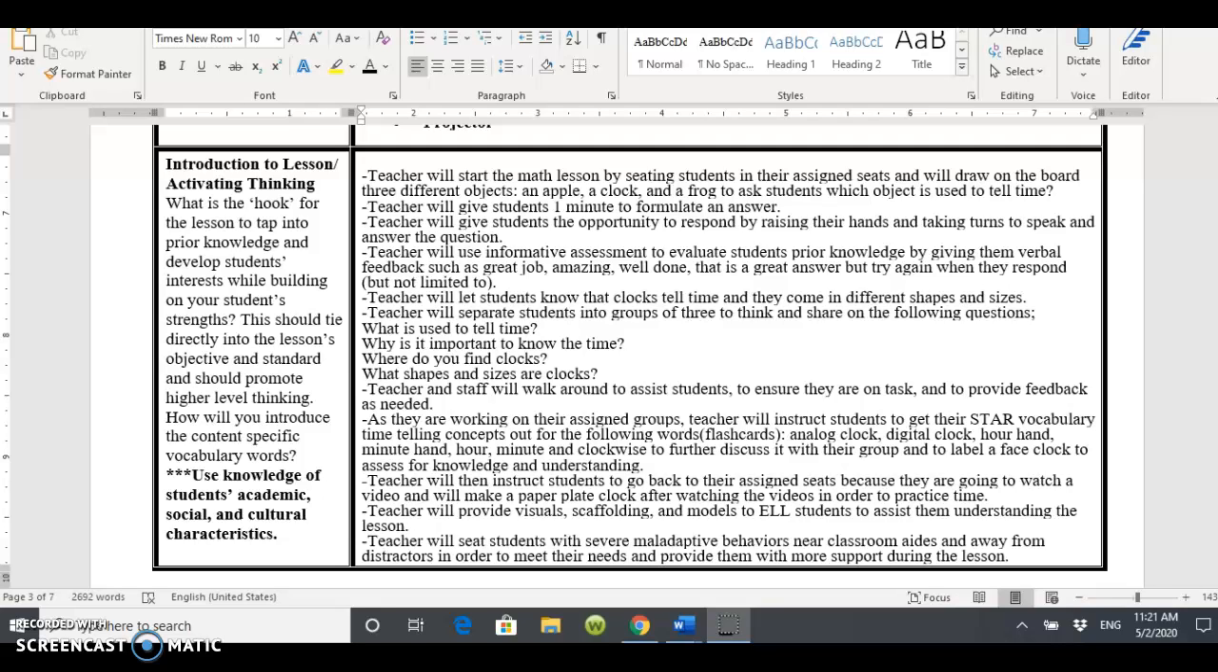Teacher will separate students into groups of 3 to think and share the following questions. What is used to tell time? Why is it important to know time? Where do you find clocks? What shapes and sizes are clocks?